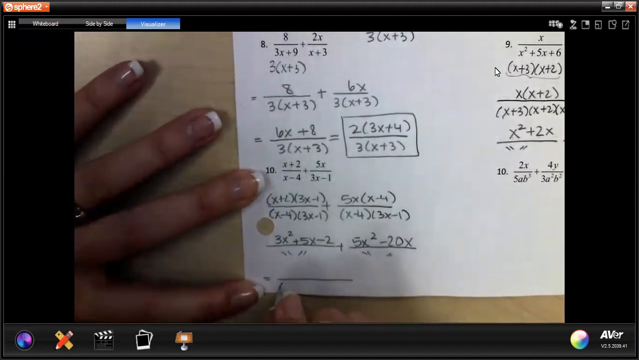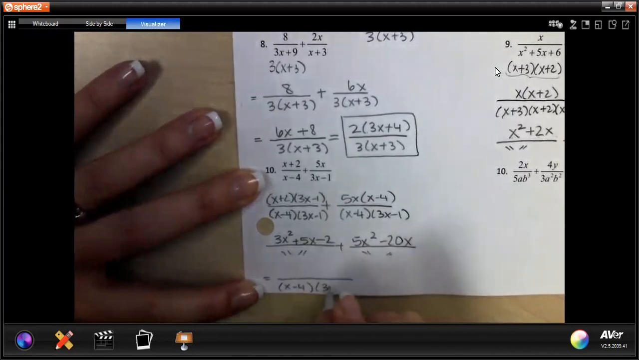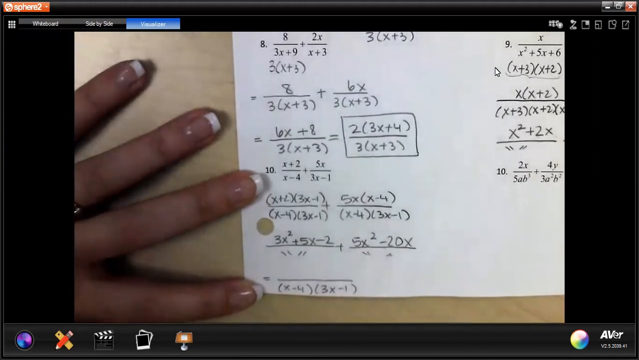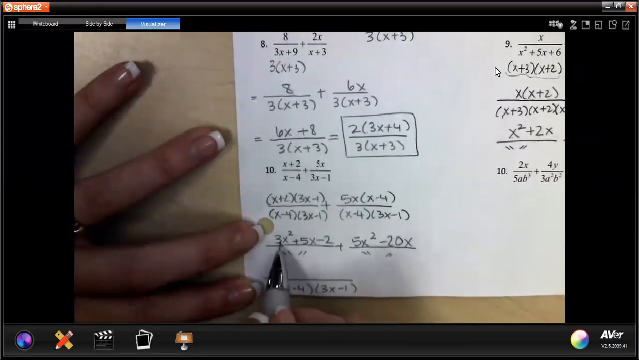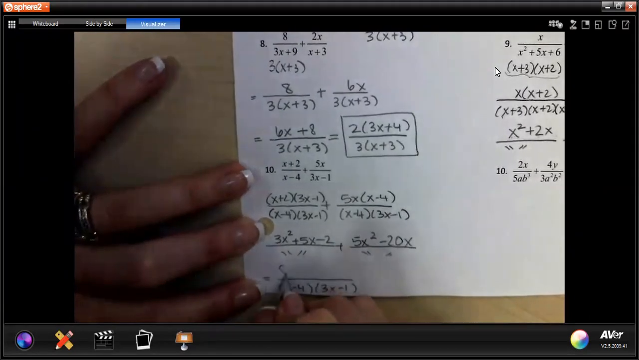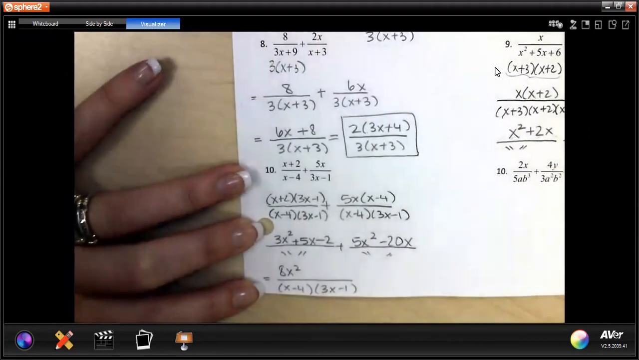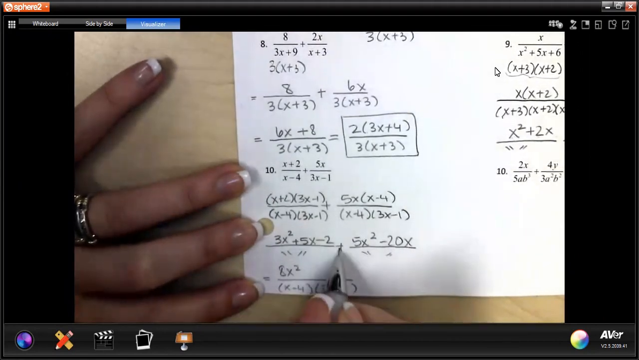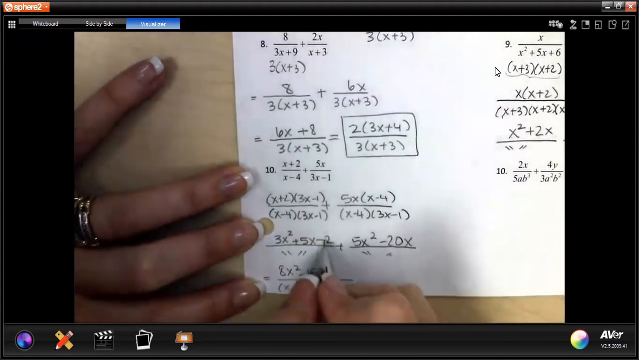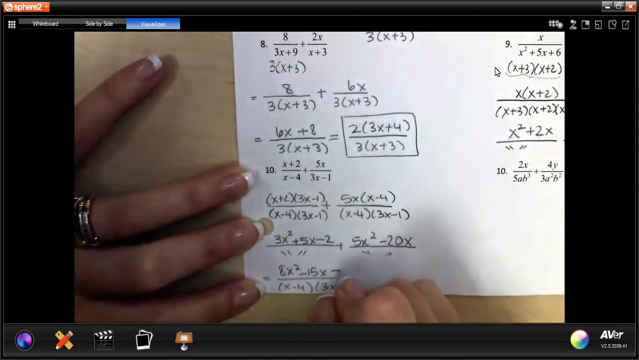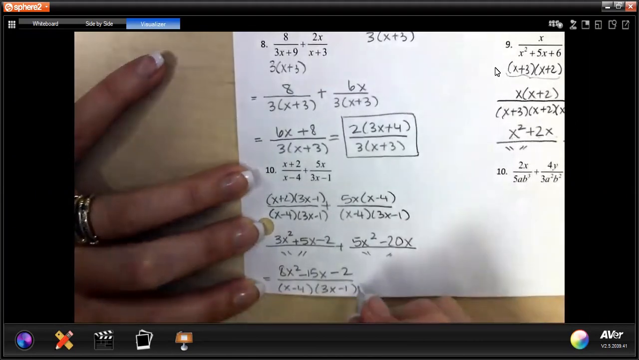All right, now we keep the denominator. So I'm going to keep that denominator of x minus 4 times 3x minus 1. And we are going to add the numerators. So 3x squared plus 5x squared gives me 8x squared. 5x plus a negative 20x gives me a negative 15x, and negative 2 plus 0 is negative 2.